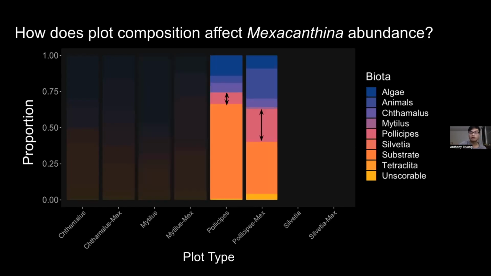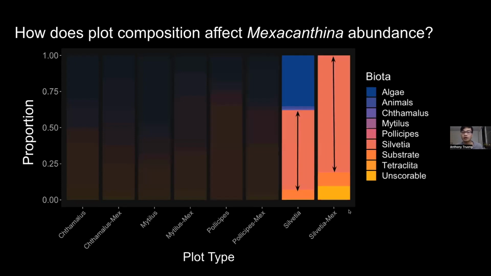Similarly, with Middleless, we found a similar pattern with the Polycipes and the Polycipes plots. The goose barnacles didn't take up too much space relative to just bare substrate. However, the proportion of which Mexican Thyna was in contact with Polycipes was much higher. And so we can think about how Mexican Thyna is using Polycipes in a similar manner as it is using Middleless.